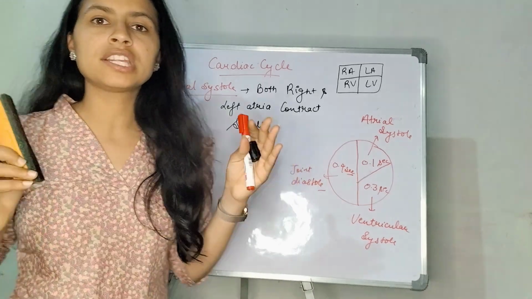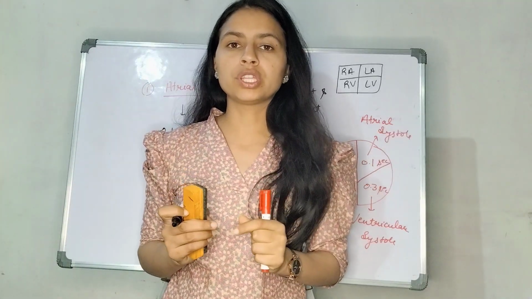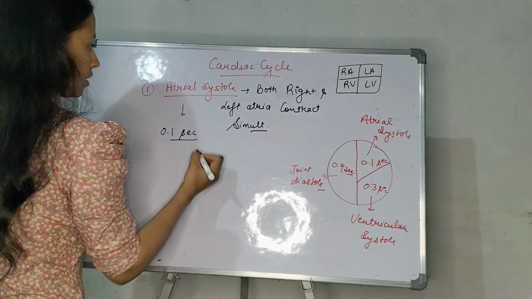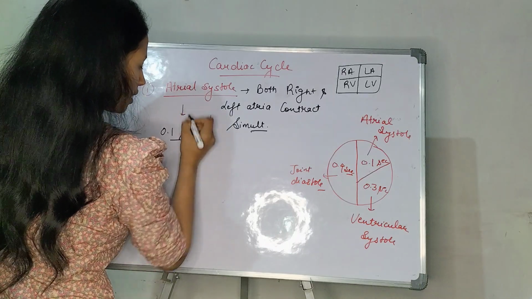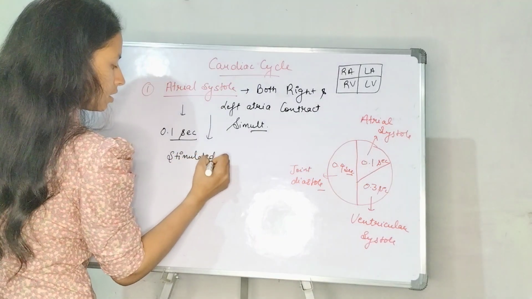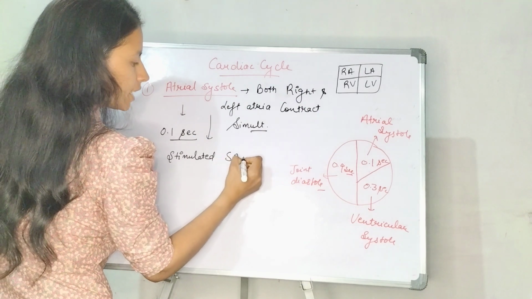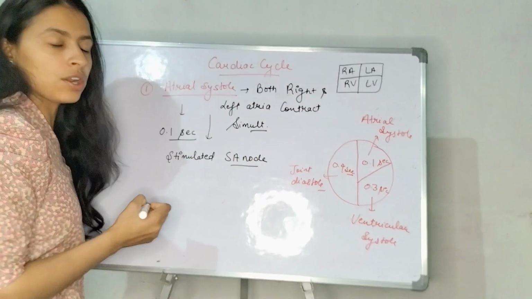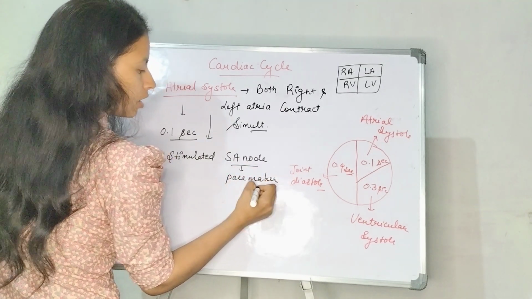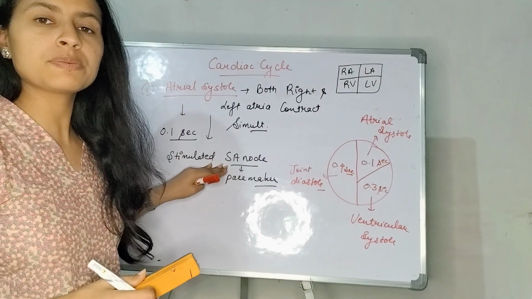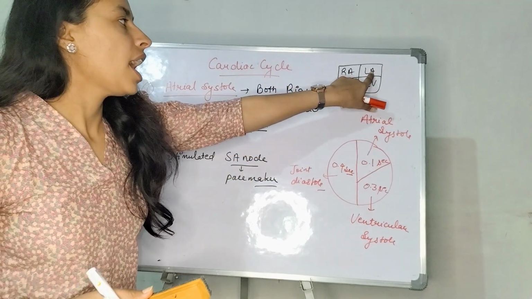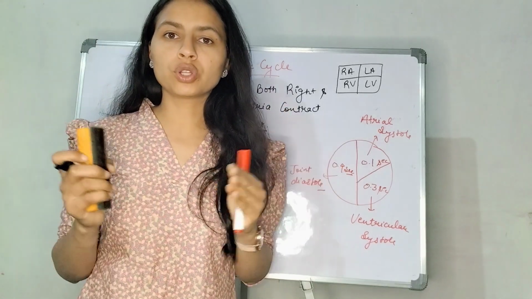Both contract simultaneously, and this contraction is stimulated by our SA node. The atrial systole is stimulated by the SA node. This SA node is also known as the pacemaker. Where is this SA node present? It is in our right atrium. This SA node stimulates the right atrium and the left atrium to contract.